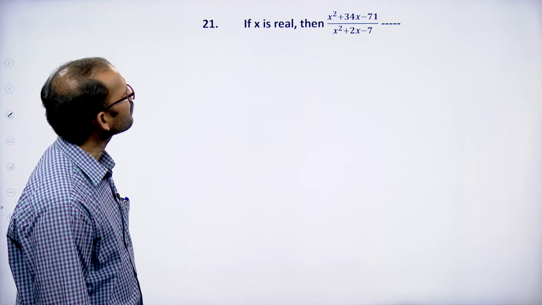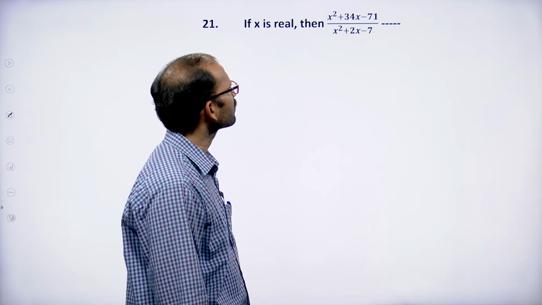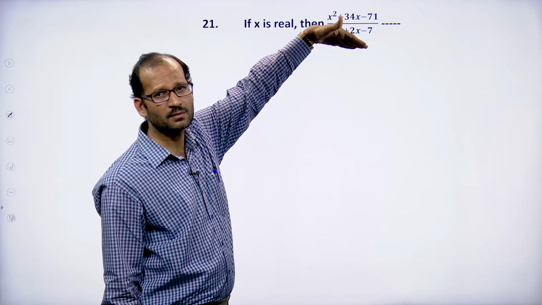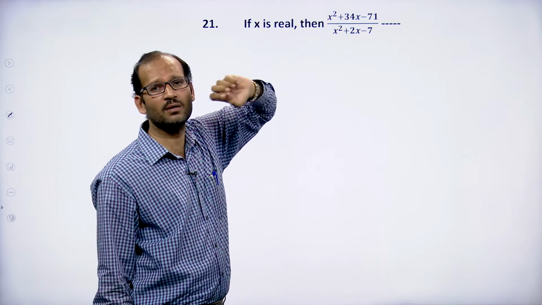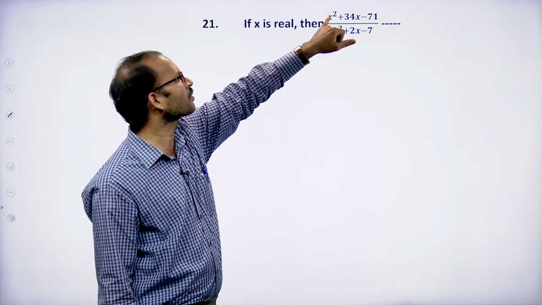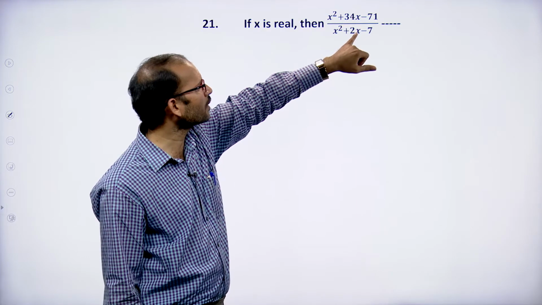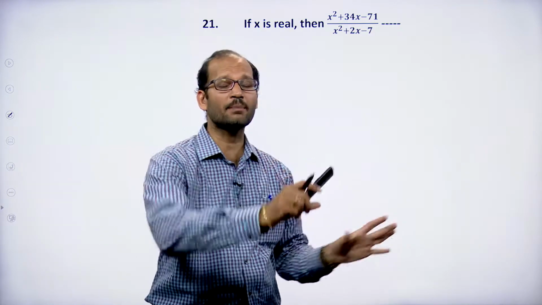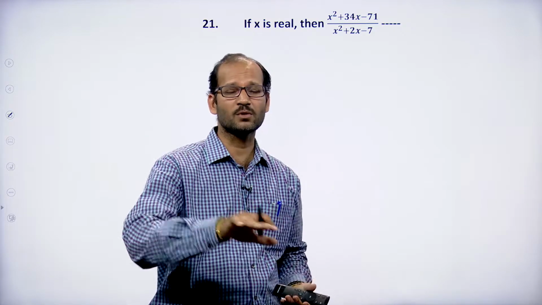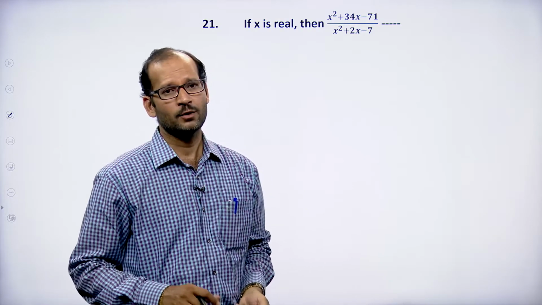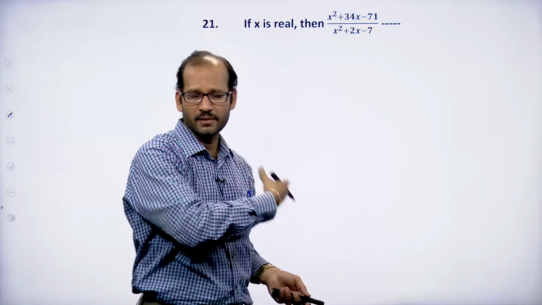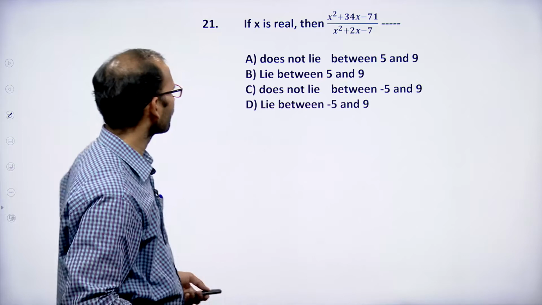If x is real, then (x² + 34x − 71)/(x² + 2x − 7). See, the numerator and denominator are different quadratic expressions, the coefficients are not the same. The x² coefficient is 1 in both, but the x coefficient is 34 here and 2 there, and the constants are −71 and −7, so they are not the same. So we cannot apply the f(±√(c/a)) method. We proceed in the general way, taking this equal to y, as we discussed earlier.